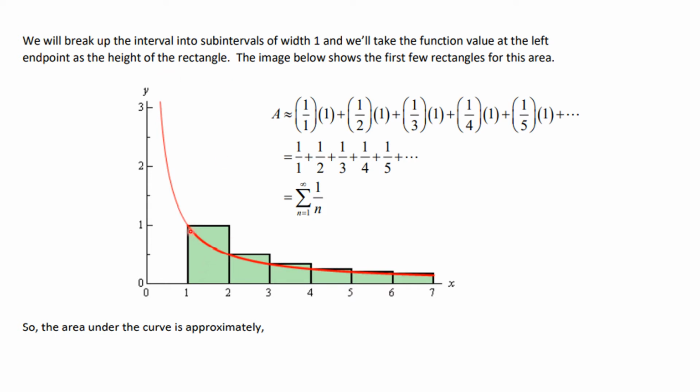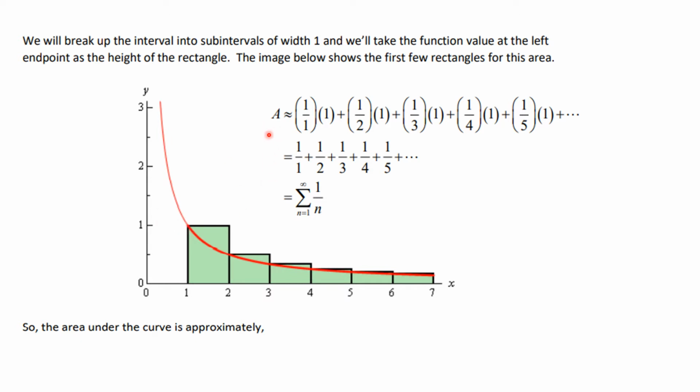This is the left, so this one will be 1. This one will be 1/2. This one will be 1/3, and so on and so forth. So the image shows what we're doing. And notice that we're taking the function f evaluated at x sub n, which is equal to a sub n. So you see we're really picking these values carefully.